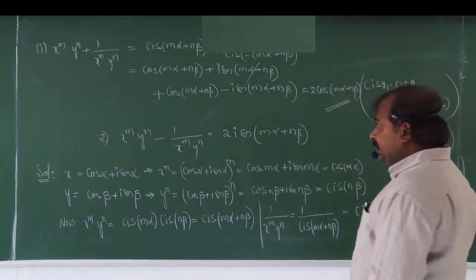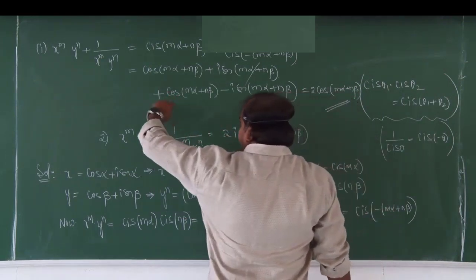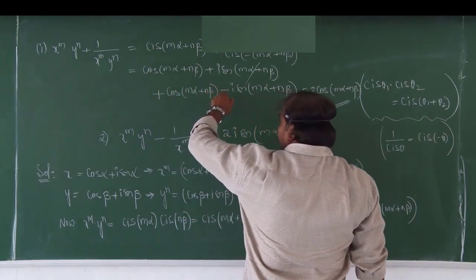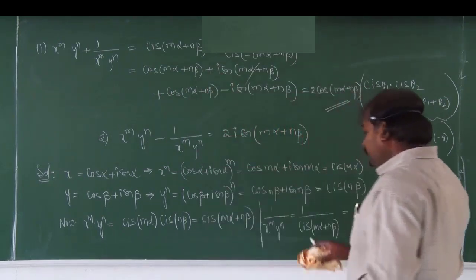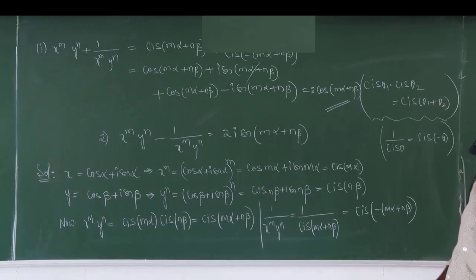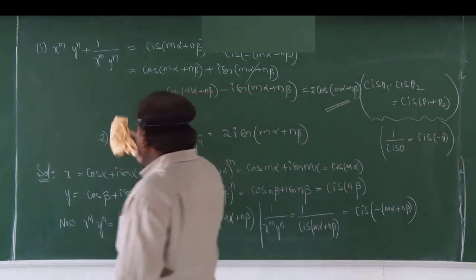Similarly, for the second bit, if you subtract, what will you get? By subtraction, this value gets cancelled and minus of minus becomes plus: 2i sin of m alpha plus n beta. So this is based on De Moivre's theorem. Okay. Next.